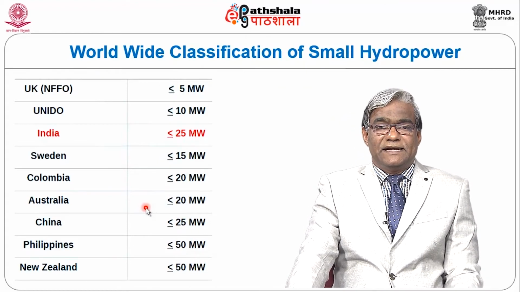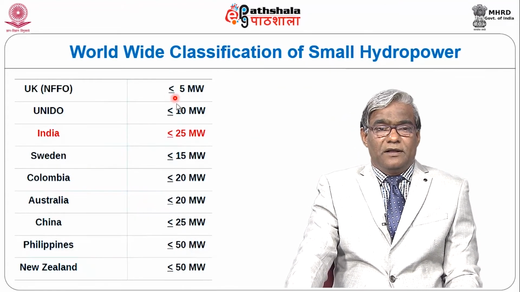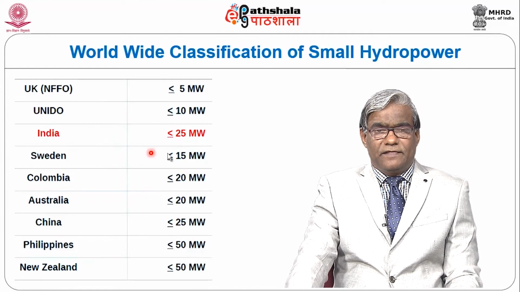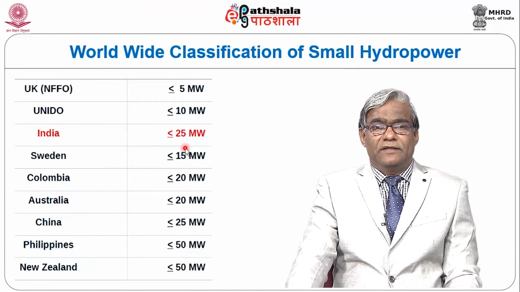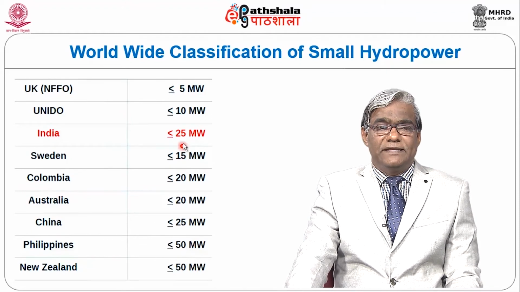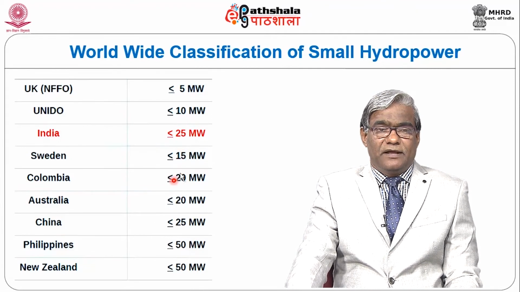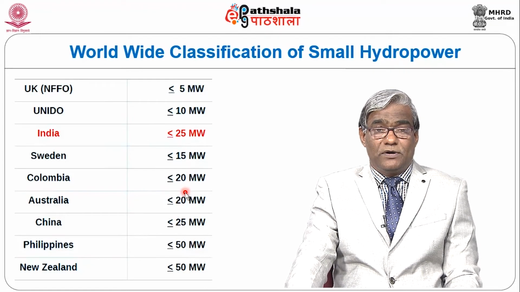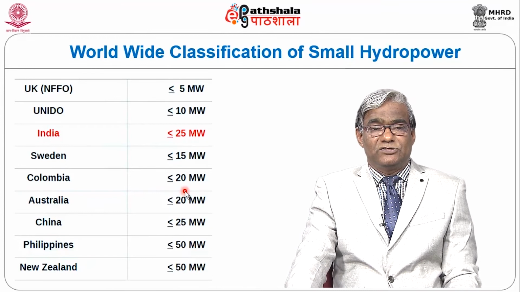And this is the worldwide classification of small hydro power. In India, when it is lesser than 25 megawatt capacity, it comes under small hydro power, and it varies from country to country. In the UK, even if it is less than 5 megawatt, they call it small hydro. Sweden, if it is less than 15 megawatt, they consider it as small hydro. Colombia, if it is less than 20 megawatt, they consider it as small hydro.